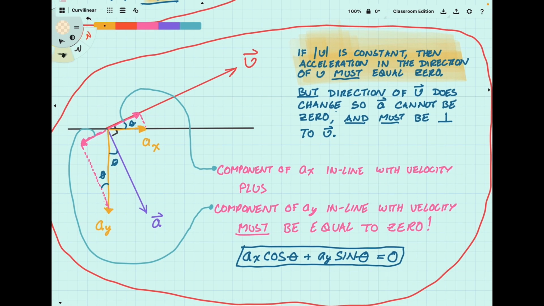All right, so we're saying since the direction of V does change, the vector A cannot be 0. There has to be some actual acceleration. It's just that the component parallel to the velocity has to be 0. If the component parallel to the velocity is 0, then the full magnitude of the vector has to be 90 degrees from that.